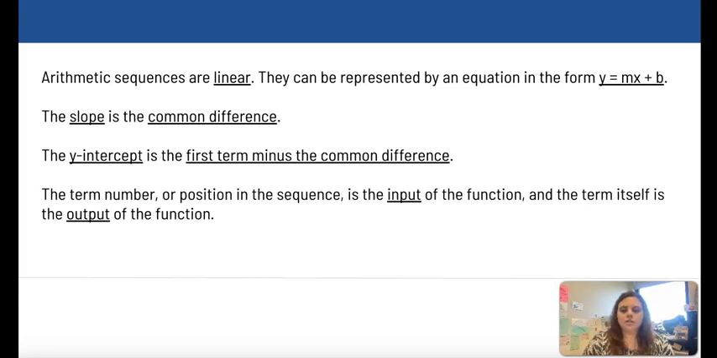The term number, or the position in the sequence, like first position, second position, third position, is going to be our input of our function, and the term itself is the output. So that's how we can write an equation. We have an input and an output. Please make sure you've copied down the correct information from this slide before moving on.